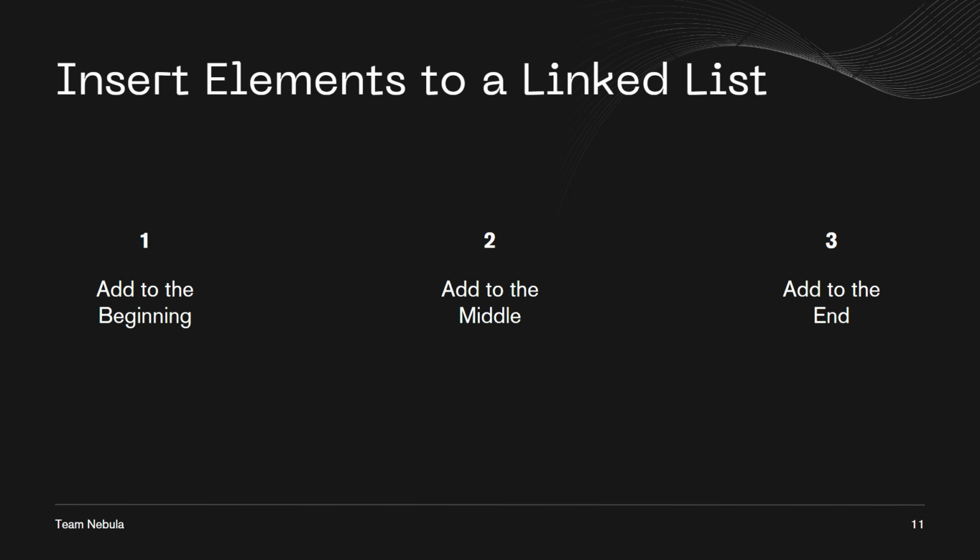So, depending on where you want your new number, you will use one of those methods. Remember, each carriage has a number and a pointer to the next one. When we add a new number, we adjust the pointers to make sure the train is still connected. So that's how we insert elements to a linked list.